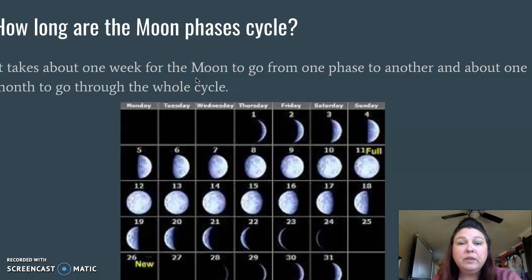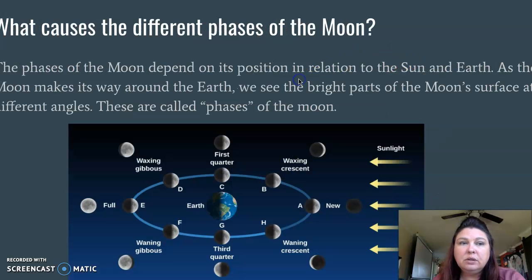How long are the moon phase cycles? It takes about 1 week for the moon to go from one phase to another, and about a month to go through the entire cycle. So you see here on the calendar representation, you start with a crescent moon that moves into a half moon, which moves into the full moon, back down to a half moon, back to a crescent moon. That completes a cycle, and the phases start over.